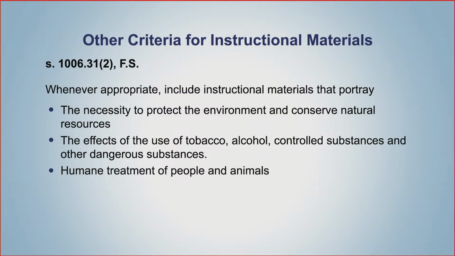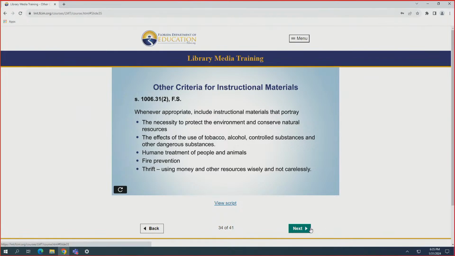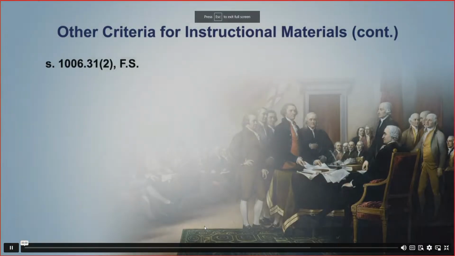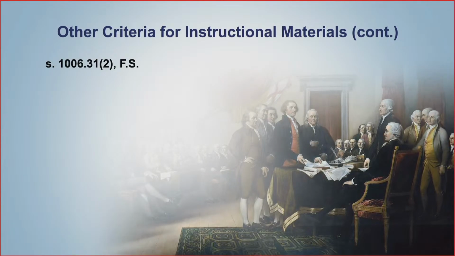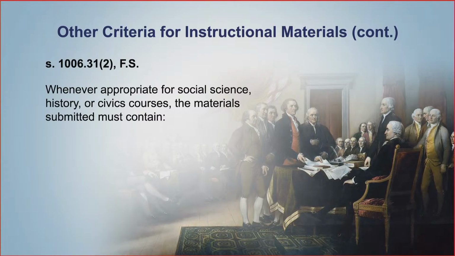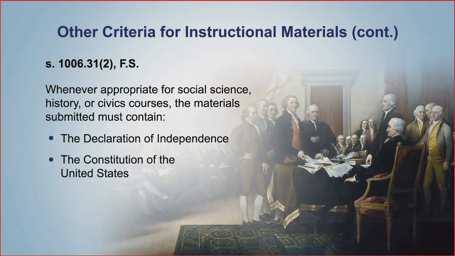As mentioned earlier, instructional materials must be free of pornography and material prohibited under Section 847.012, Florida Statute. Section 1006.31(2) also directs evaluators of instructional materials to include materials that encourage fire prevention and thrift, which means using money and other resources wisely and not carelessly. Section 1006.31(2) further directs instructional materials reviewers to ensure that when selecting materials for social science, history, or civics courses, those instructional materials contain the Declaration of Independence and the Constitution of the United States.